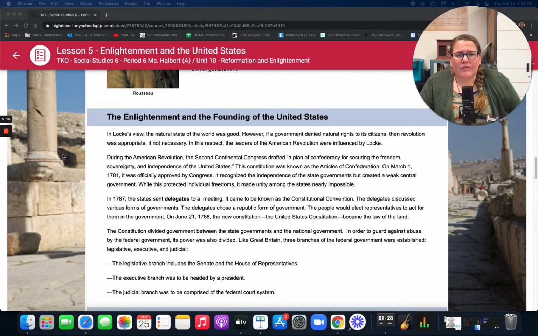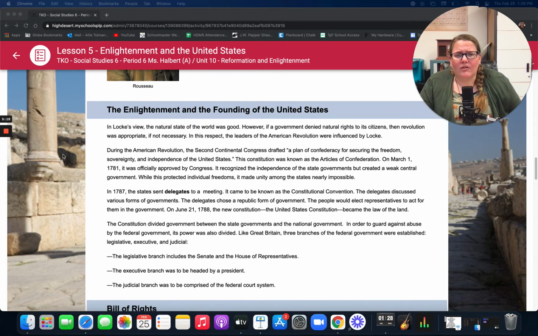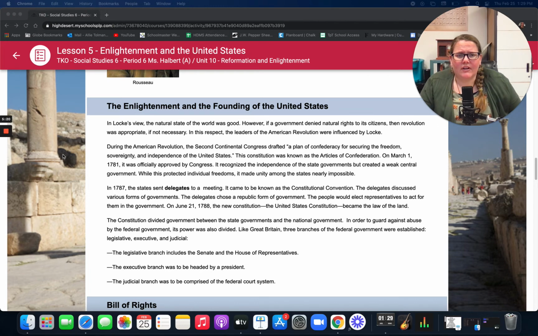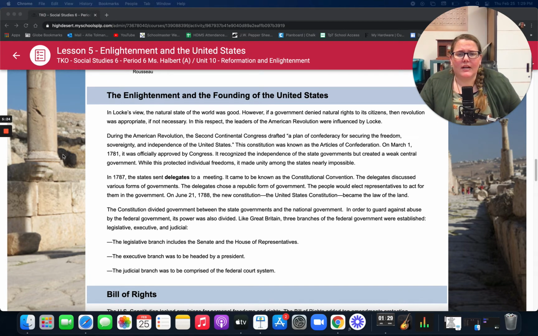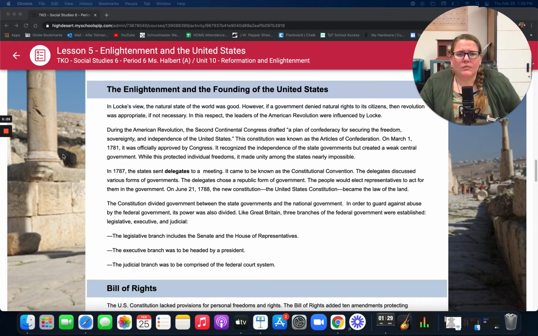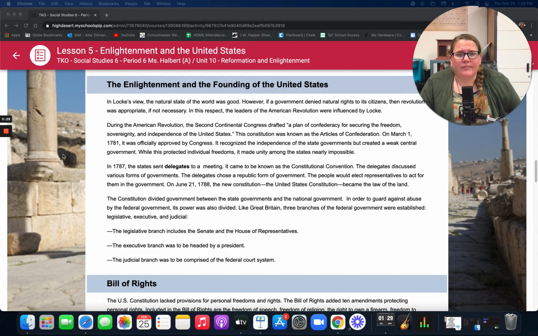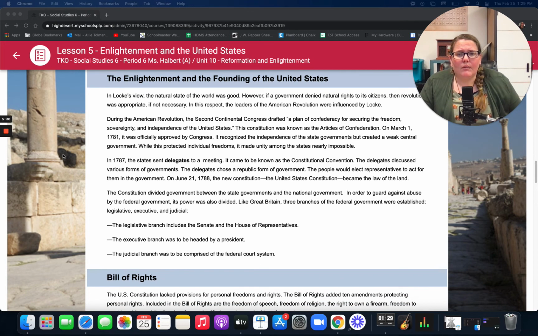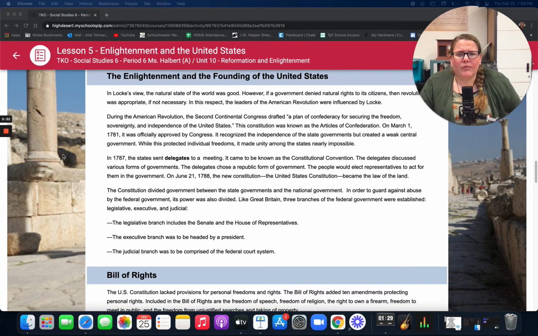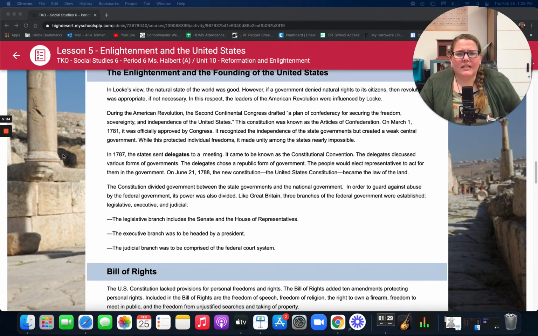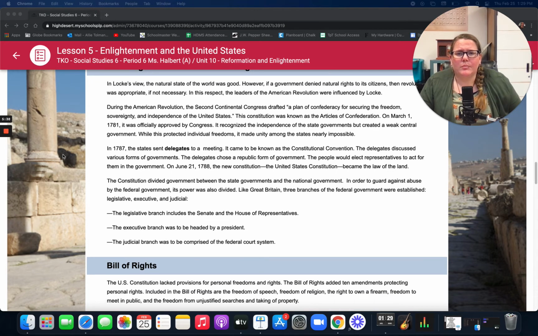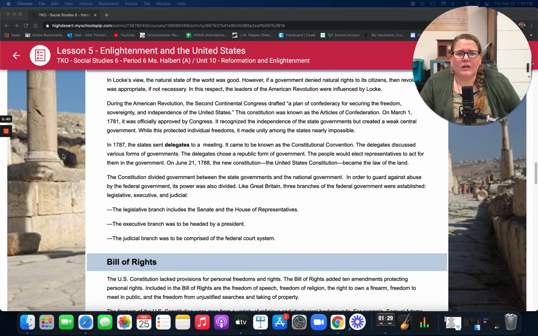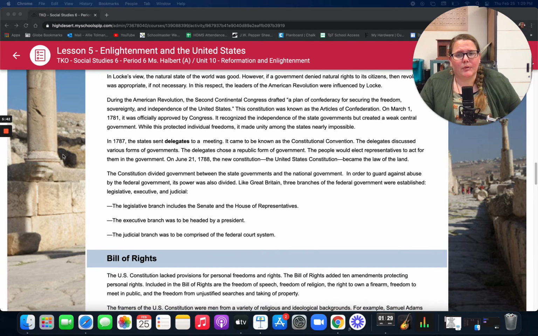During the American Revolution, the Second Continental Congress drafted a plan of confederacy for securing freedom, sovereignty, and the independence of the United States. This constitution was known as the Articles of Confederation. On March 1st, 1781, it was officially approved by Congress. It recognized the independence of state governments, but created a weak central government. While this protected individual freedoms, it made unity among the states nearly impossible.